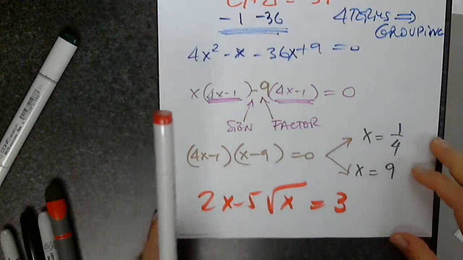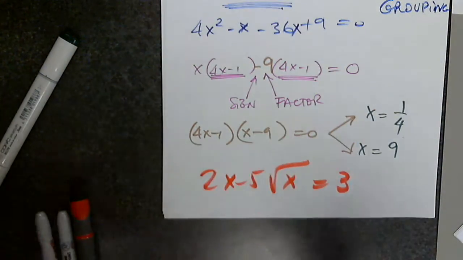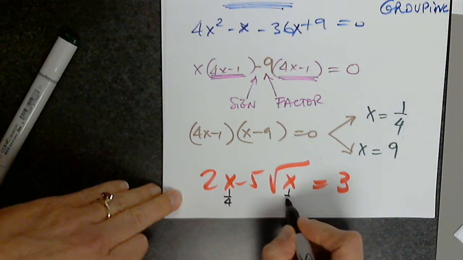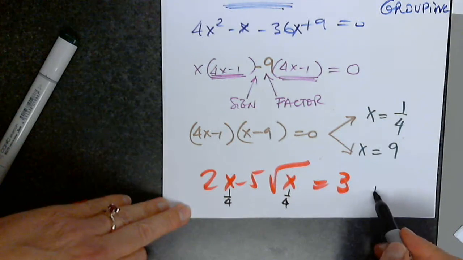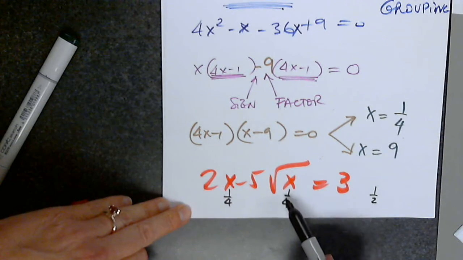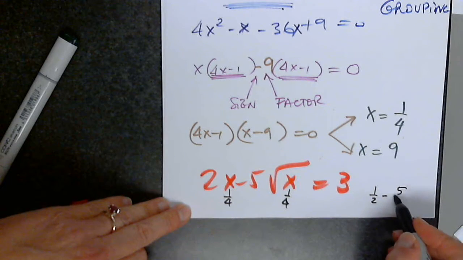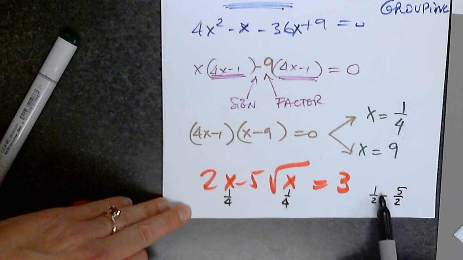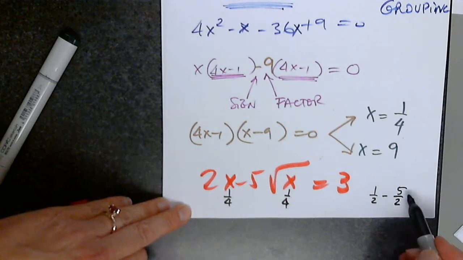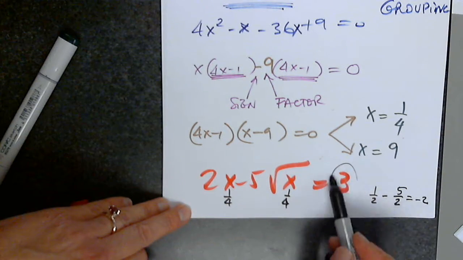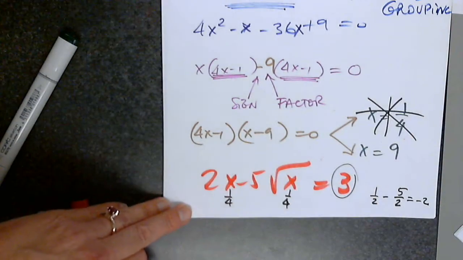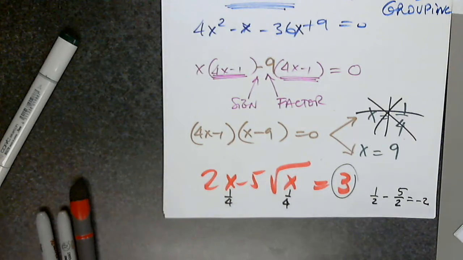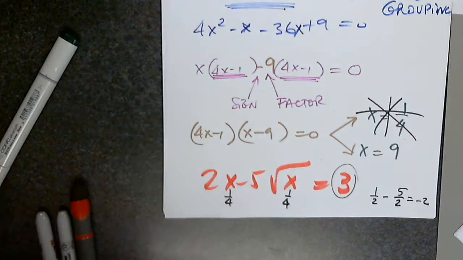And now I'm going to plug in 1/4. So 2 times 1/4 is 1/2. The square root of 1/4 is 1/2, with minus 5. Minus 5 divided by 2. 1 minus 5 is negative 4 divided by 2, which is negative 2. Does this equal 3? No. Out. It's just a byproduct of what we just used, the principle of powers.